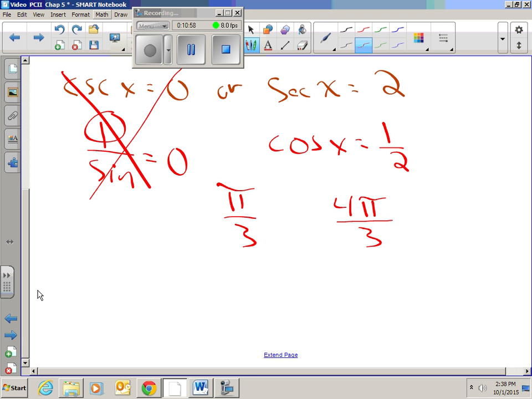Okay, and those would be my solutions from 0 to 2 pi. If I wanted to write the general solution, I would just write 2 pi n at the end of both of them. Okay, so again, this is 60, and this is going to be 300. I did that right? It is 5 pi over 3. Okay?